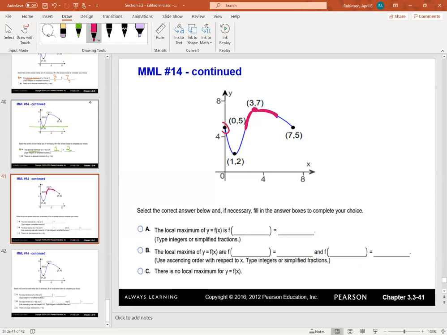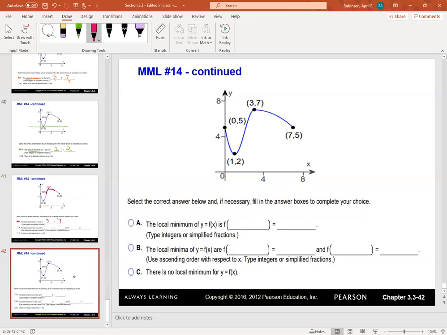This point here doesn't have anything going up to it. It's not a curved part. The only two curved parts are this one and this one down here, the 1, 2, and that's my minimum. So my local maximum is at 3, 7. And then the local minimum would be here because you're going down, you hit this, then you curve back up. So that's considered a local minimum at 1, 2.